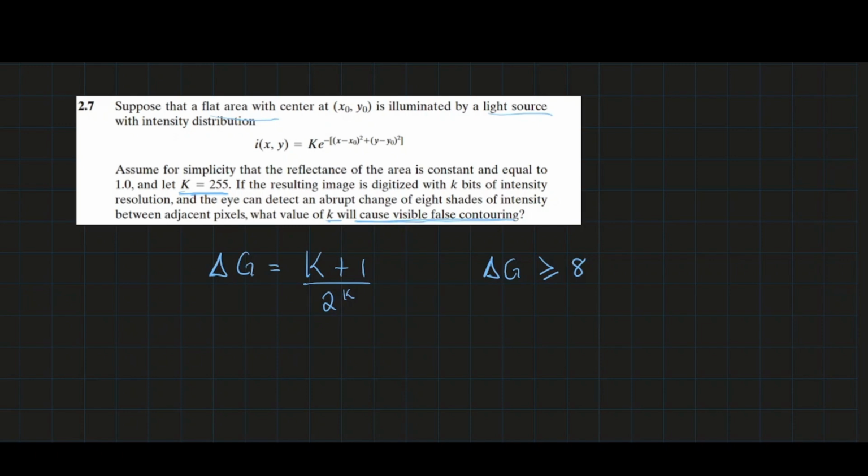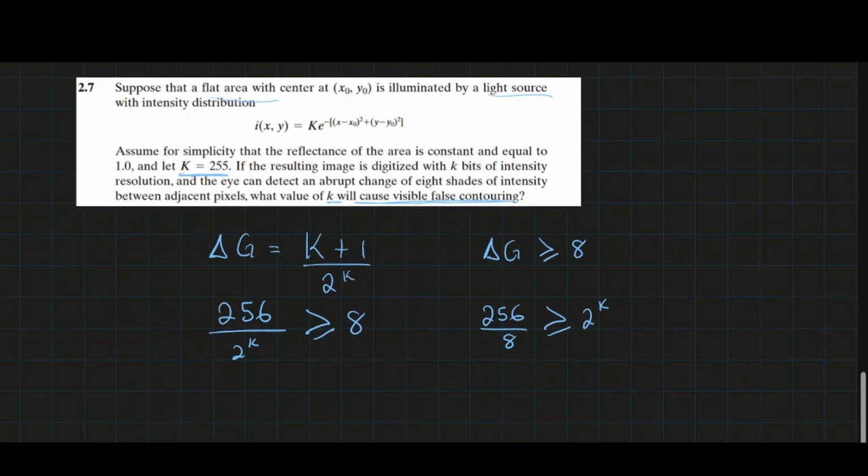Now, we're just simply going to plug into the formula. The original K is 255, 255 plus 1 is 256, so I'm going to write 256 over 2 to the power k. That's what we're looking for, a value greater than or equal to 8. So now we're going to make 256 over 2 to the power k greater than or equal to 8, which gives 256 divided by 8, which is actually just 32, is greater than or equal to 2 to the power k.